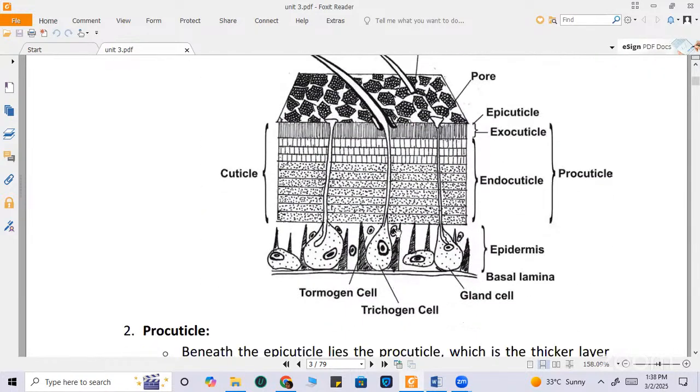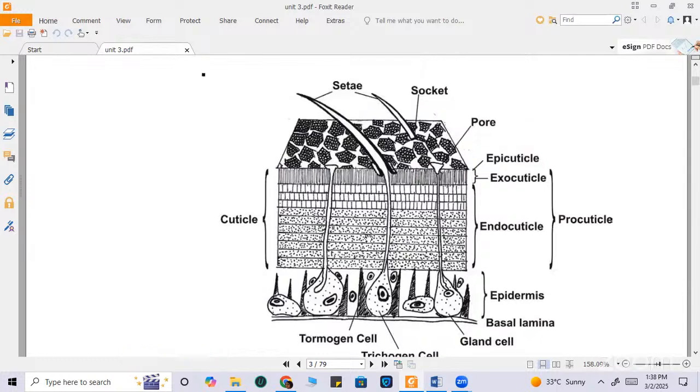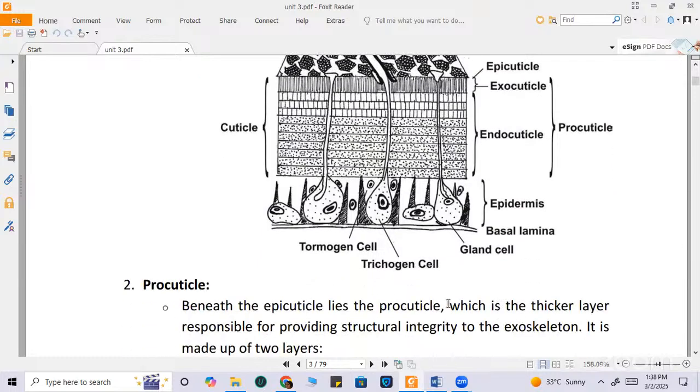So this is basically how it looks. The cuticle, this is the epicuticle where you have the cement and the wax layer. And this is the exocuticle. Endocuticle is like the outerwards. Exocuticle and endocuticle together are called procuticle. And down below you will have the epidermis with basal lamina, gland cells, everything will be present. So together, these three layers, epicuticle, exocuticle, and endocuticle, are called the cuticle.